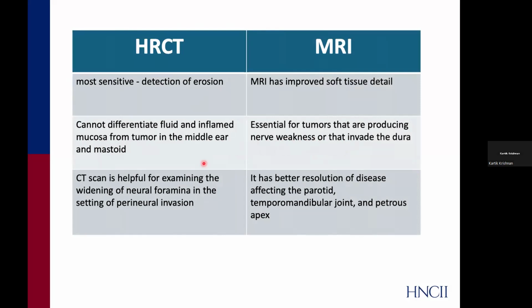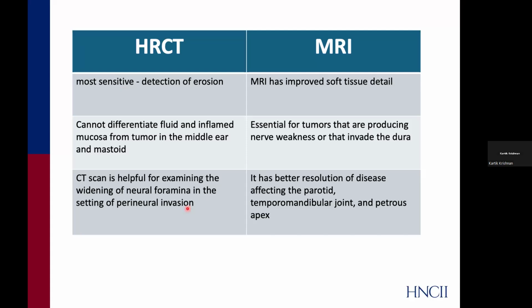It is known that both are complementary to each other and they both give good diagnostic information for further treatment. Coming on to the CT scan, CT scan is the most sensitive for detecting bone erosion, as in any other site. However, it cannot differentiate between fluid and inflamed mucosa from tumor in the middle ear and mastoids. However, it is helpful for examining perineural invasion as it can show widening of neural foramina.